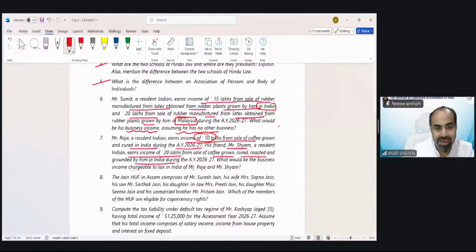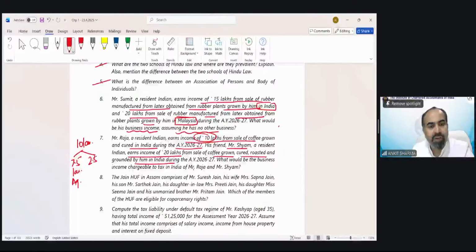So this is 10 lakh rupees of coffee beans, not roasted. So 75%, 7.5 lakh, would be agricultural and 2.5 lakh would be non-agricultural. And in this case, it's 20 lakh because it's roasted coffee. So the 60-40 provision would be applicable: 12 lakh rupees is agricultural and 8 lakh rupees is non-agricultural.